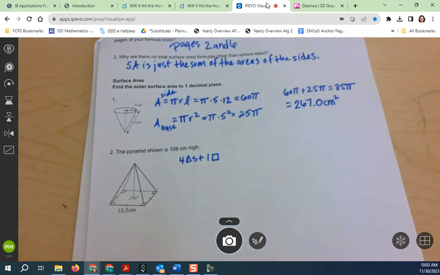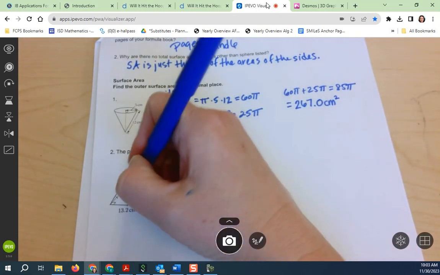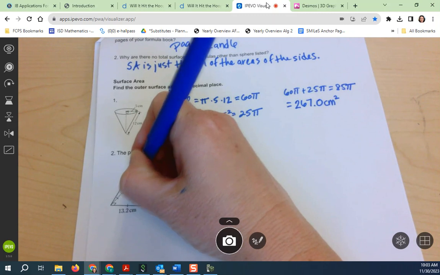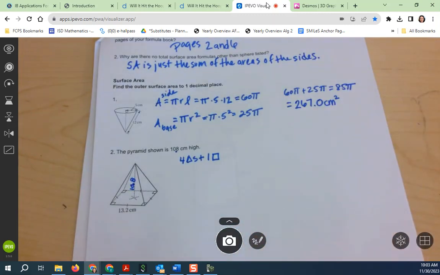It tells me that the height of the whole pyramid is 10.8. I know the decimal is hard to see, but the height of the whole pyramid does not help me in finding the areas of the sides because it's not on the sides, right? What I really need is that slant height. The slant height will help me. Any ideas about how to find the slant height?